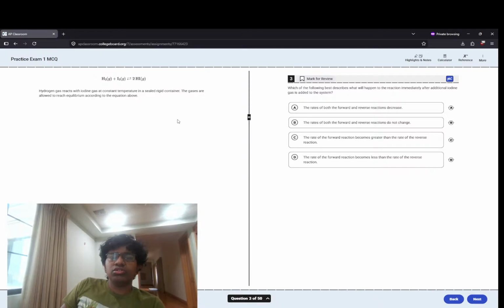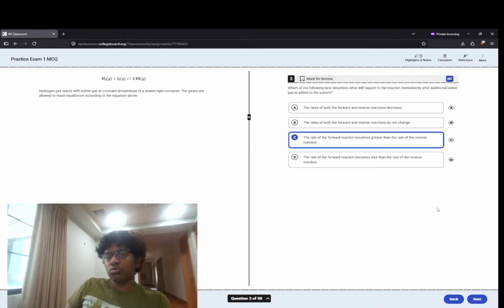These gases are allowed to reach equilibrium, followed by addition of iodine gas. So the rate of the forward reaction will increase. Boom.